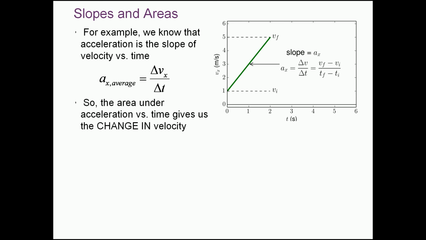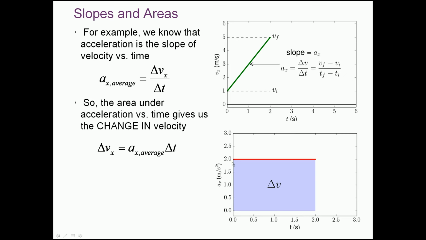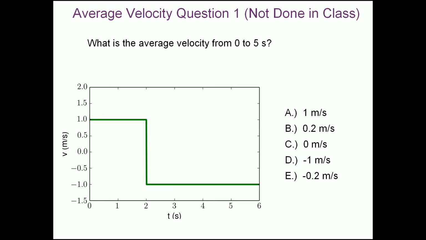Using a similar relationship between acceleration and velocity as we did with velocity and position, the area under the acceleration versus time plot will give us the change in the velocity, just like the area under the velocity versus time plot gave us the change in position. Right, so the change in velocity in the x direction is the average acceleration times the time. So if I look at an acceleration versus time plot, I can see the acceleration is like my height. I multiply by time, which is my width, and that will give me my change in velocity. So again, this works for any quantities related by a slope.